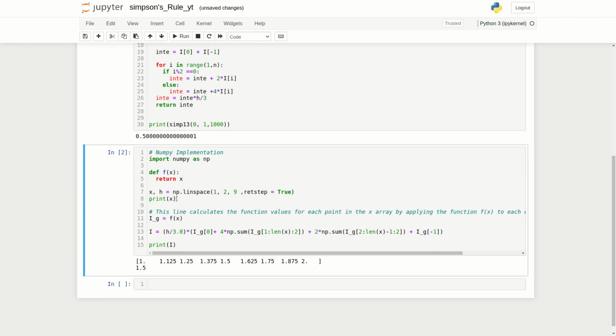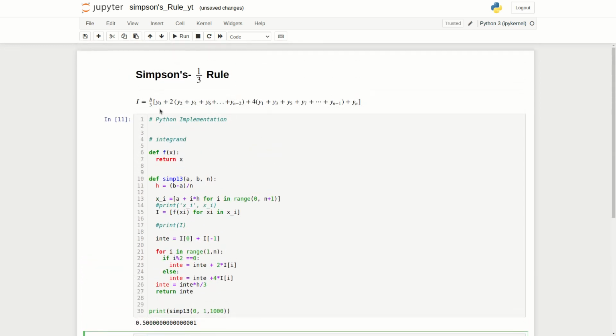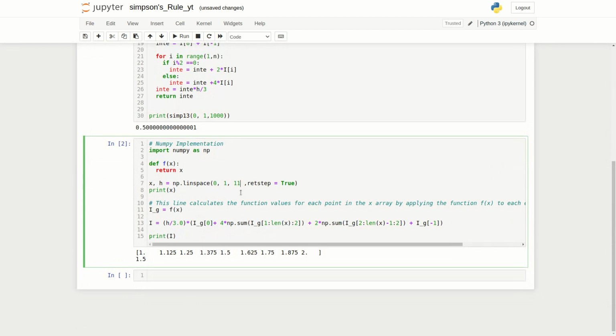In order to call the linspace function, x and h, two variables are there. np.linspace, say 1 to 2, I am doing the same thing, 0 to 1. Now I am just creating 11 points, because the number of points must be one more, since it is starting from 0 to n, that means n plus 1. It must be odd. In this way you have to implement this Numpy implementation, 11 points you need. And retstep true means the spacing between the x array points will be returned.